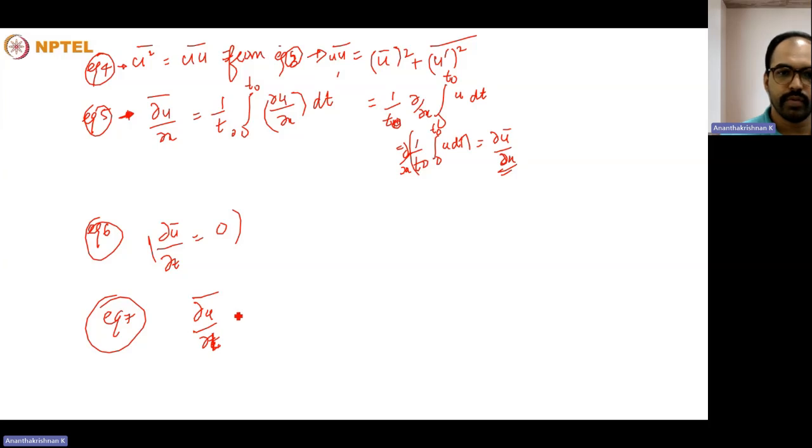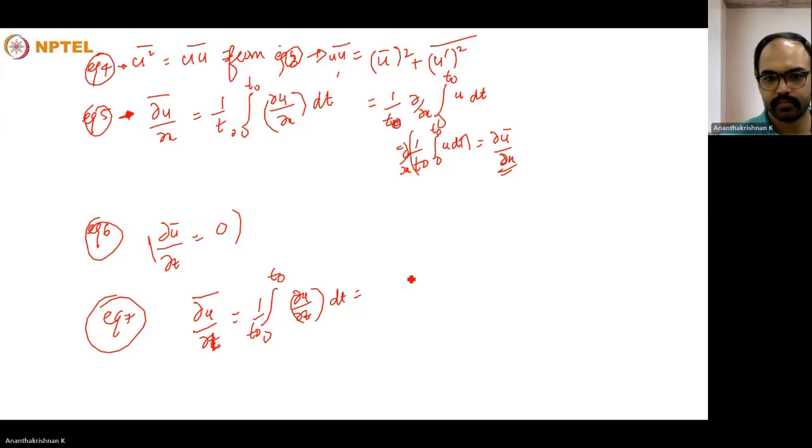So the averaging of the dou u by dou t term will be 0 to t0, 1 by t0, dou u by dou t dt. So this could be written as, once again, taking the dou by dou t term outside. So dou by dou t of 1 by t0, 0 to t0, u dt.